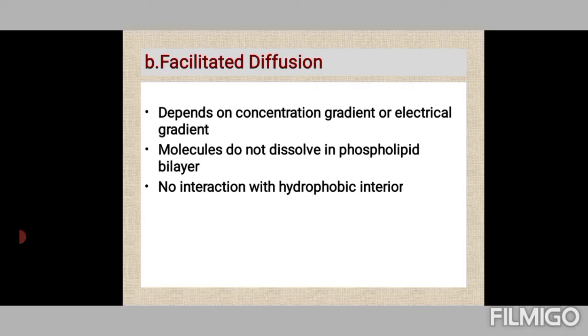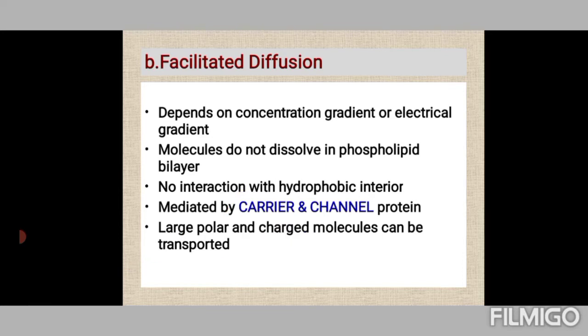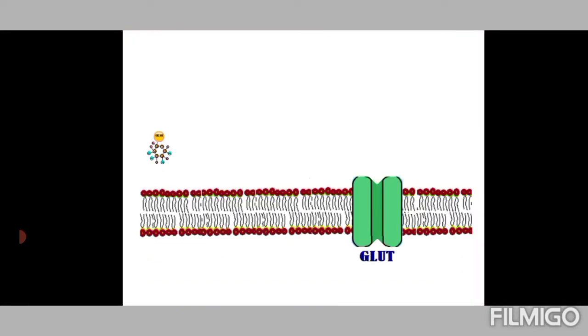Facilitated diffusion normally carries larger molecules, polar molecules or charged molecules which do not get dissolved in the hydrophobic core of the plasma membrane. So they have to be carried inside, either by carriers or through channels. Now, channels we will discuss in another lecture. Here we will be concentrating on the carrier proteins, that is the GLUT proteins which transport glucose and other hexoses.